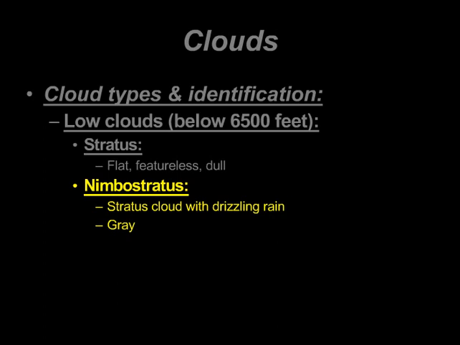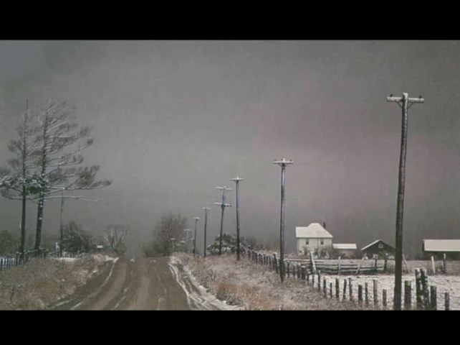The next type of low cloud is a nimbostratus cloud, a stratus cloud with drizzling rain. This is very similar, in which the entire horizon is one cloud, but this is going to be a little bit grayer in color, grayer indicating precipitation. It means it's raining. So here we might see a nimbostratus cloud as off in the distance we see precipitation.